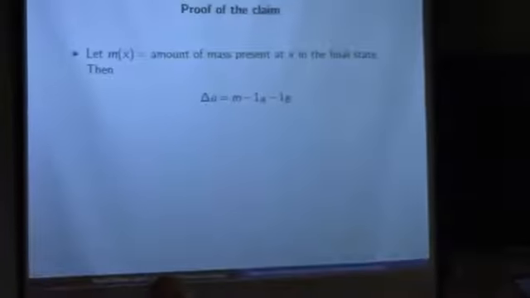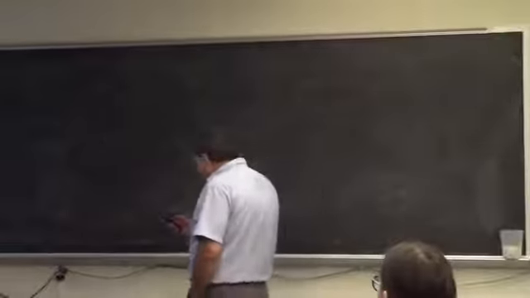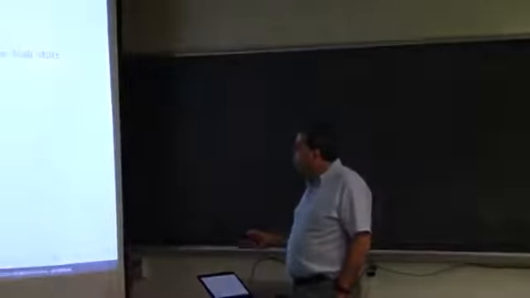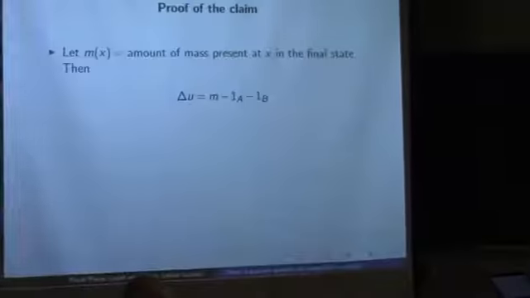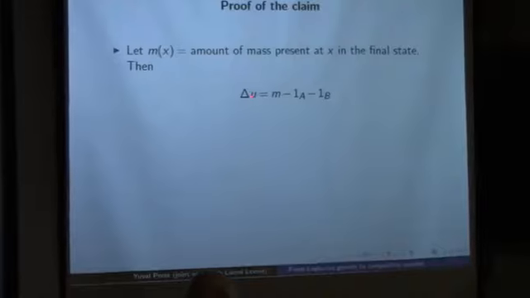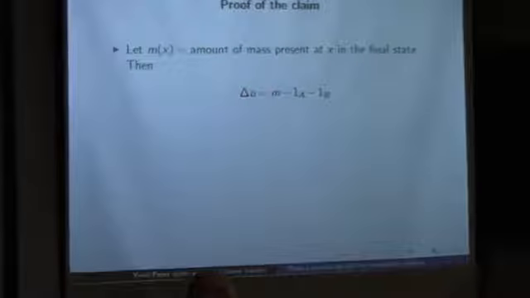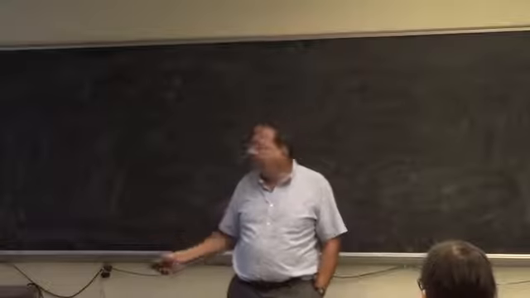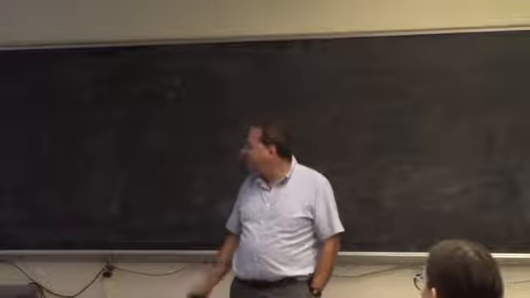So let m of x denote the amount of mass present at x in the final state. Okay. Then, I claim the Laplacian of u. So remember, that's the mass received minus the mass emitted. It's exactly m minus indicator A minus indicator B. So m is this function m of x. This is the mass at the end. This is the mass when we start. This is an exact identity.